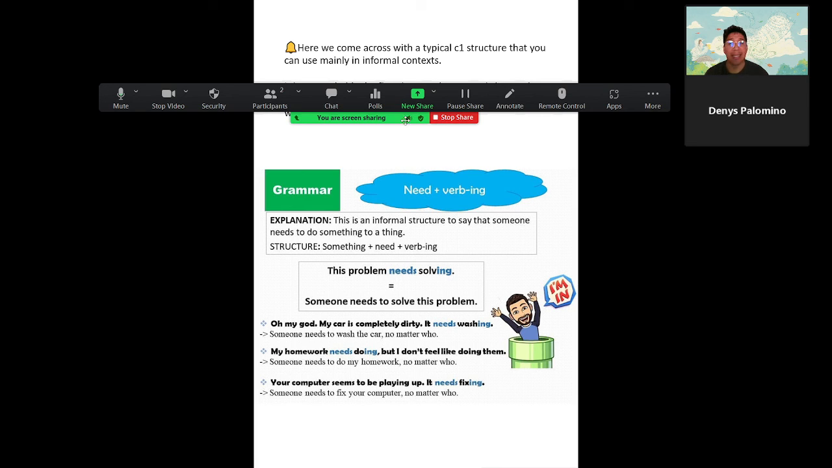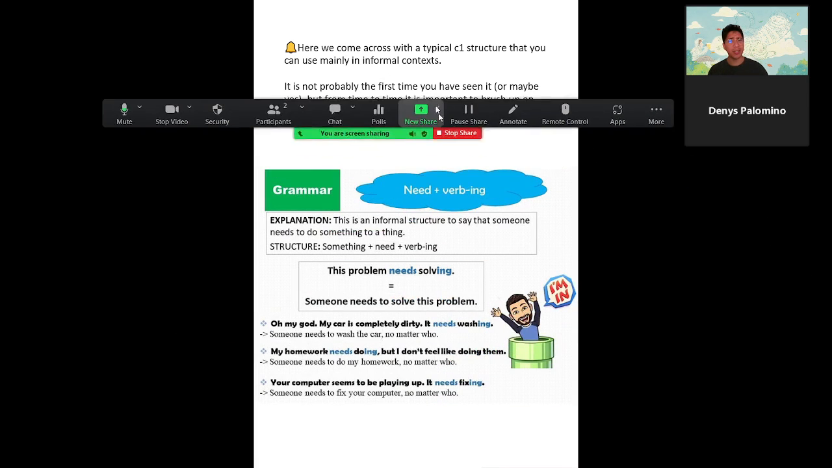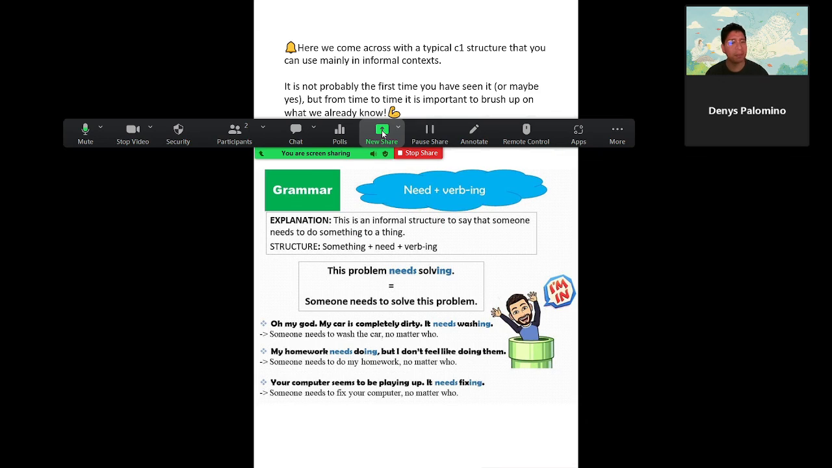Luego veremos este de aquí. Dice need plus verb plus ing. Do you remember this structure? Need plus verb plus ing. Nope. No. Okay.